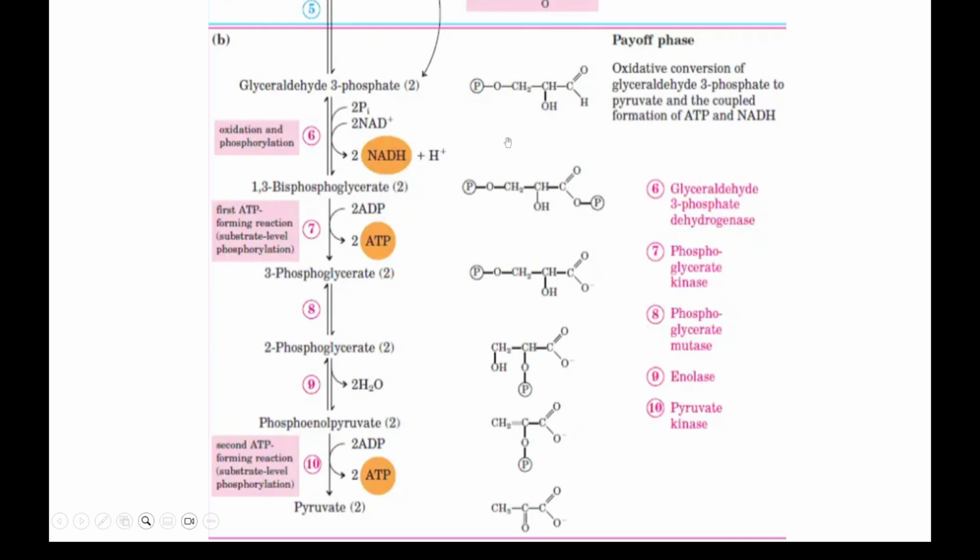Okay. Next, again, 3-phosphoglycerate is formed. See, in 1,3-bisphosphoglycerate, 2 phosphate groups were present, and one group was released, which was used to form ATP, thereby forming 3-phosphoglycerate. The enzyme used was phosphoglycerate kinase, and then again 3-phosphoglycerate to 2-phosphoglycerate.